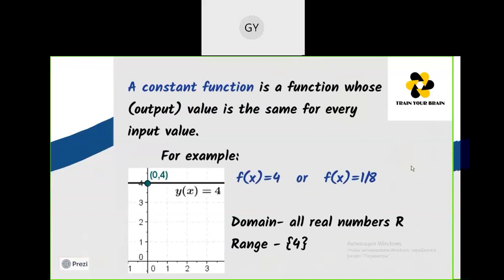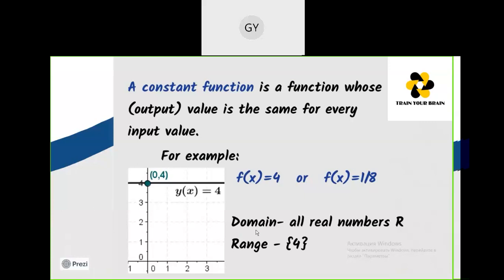A constant function is a function whose output value is the same for every input value. And we mustn't forget that a constant function is of the form y is equal to b, where b is a constant. For example, f of x is equal to 4 or f of x is equal to 1 over 8. No difference. Let's take this function, and the domain of this function is the set of all real numbers, and the range of this function is just 4.